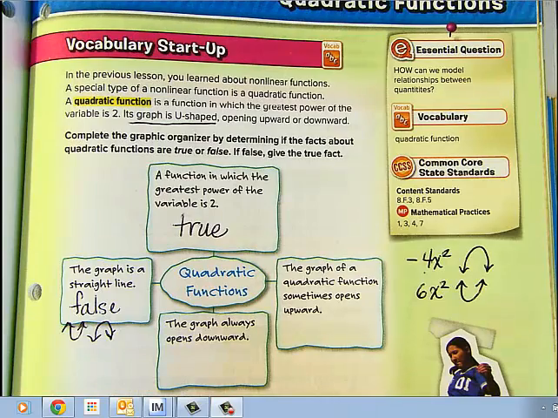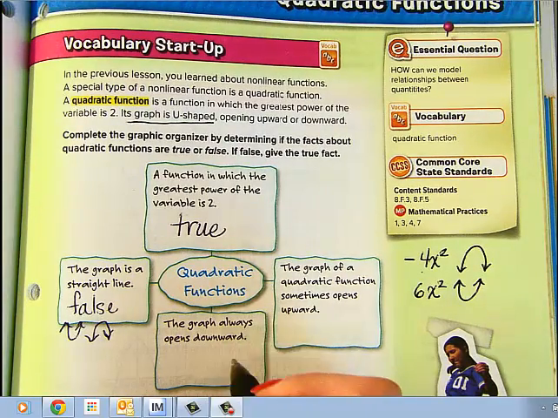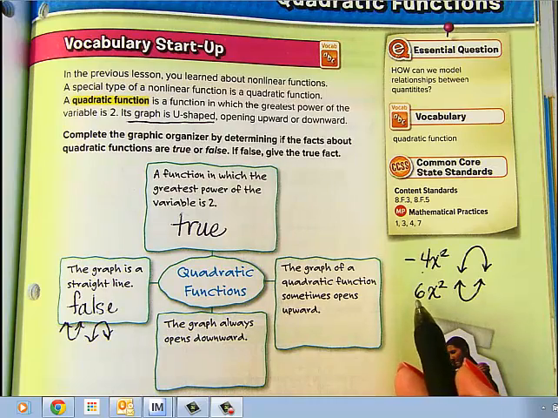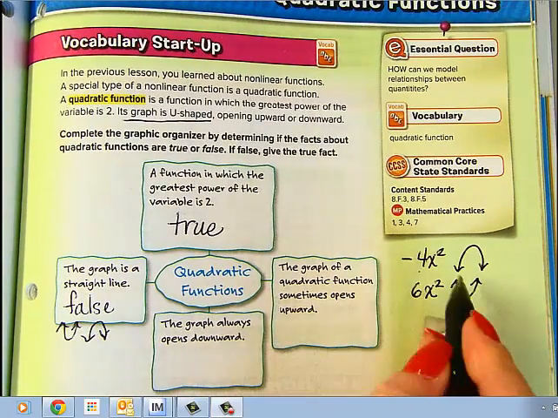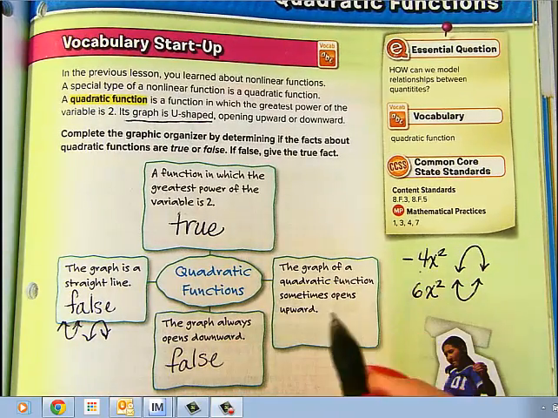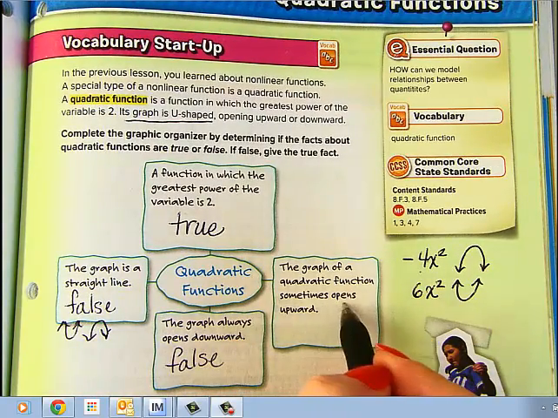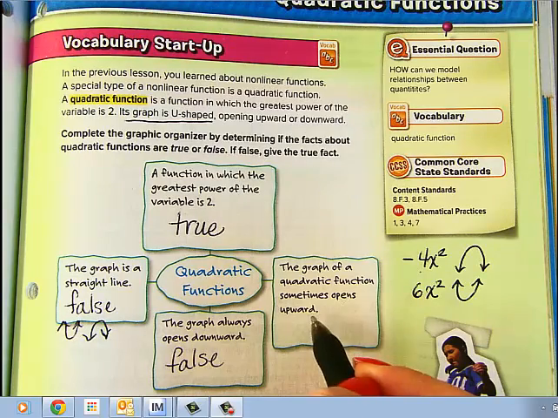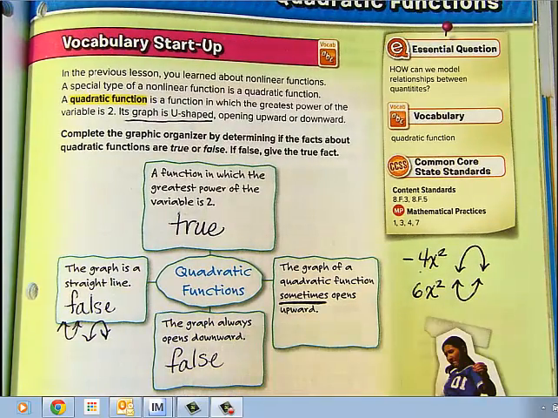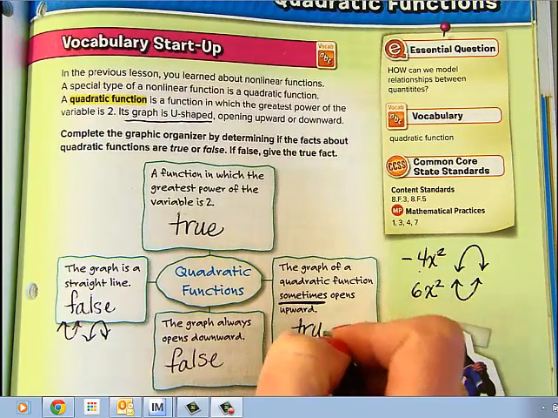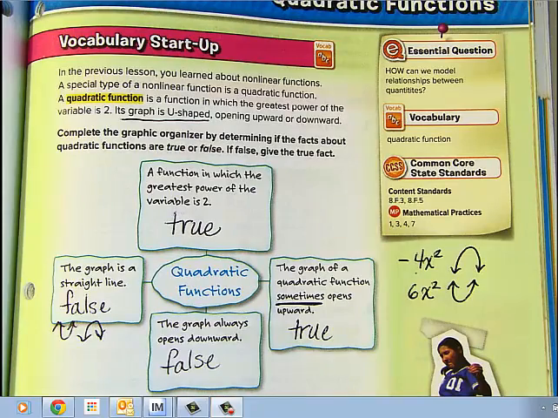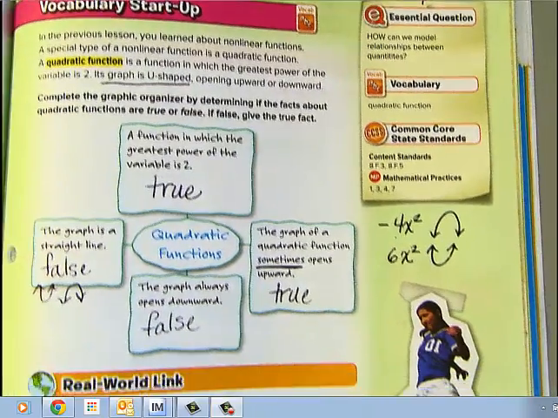Okay? The graph always opens downward. Well, we know that that's a false statement because if it's positive on the squared term, then it opens upward. So that's false. And a graph of a quadratic function sometimes opens upward. That's a true statement. It doesn't say it always opens upward. It says it sometimes opens upward. And that is true. Okay? So now let's look at the example that they give us.